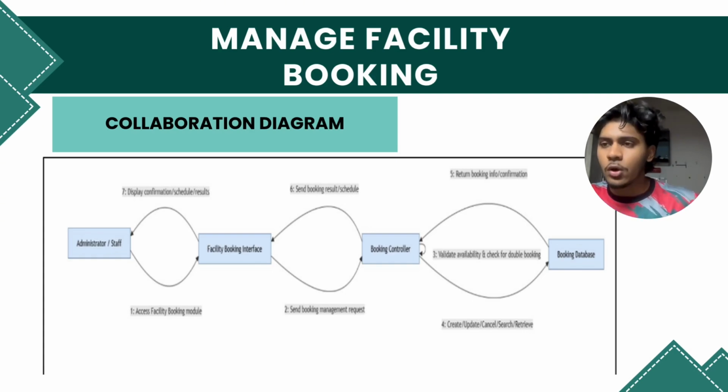In this diagram, we have four components. The first is the actor, which is the staff or administrator. The actor initiates the interaction, in this case, the staff or administrator who wants to book a facility. Second, we have the facility booking interface, which is the user interface where the staff enters booking details such as facility name, date and time. Then the third one, we have the booking controller, which is the controller that processes the booking request. It contains the business logic for managing bookings. The last one we have here is the booking database, which is where all booking records are stored. It handles all database operations.